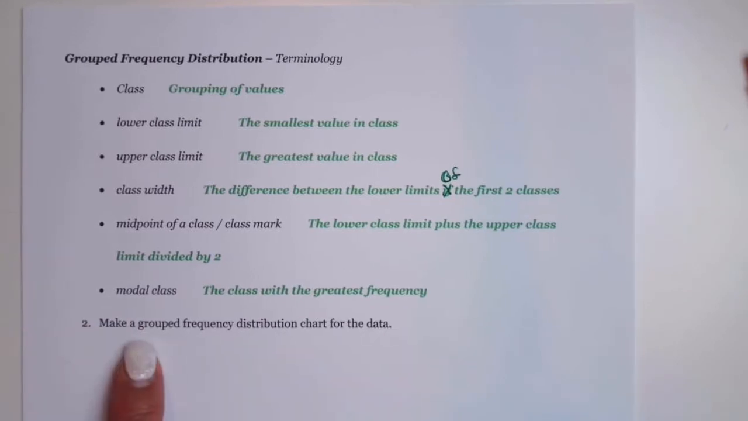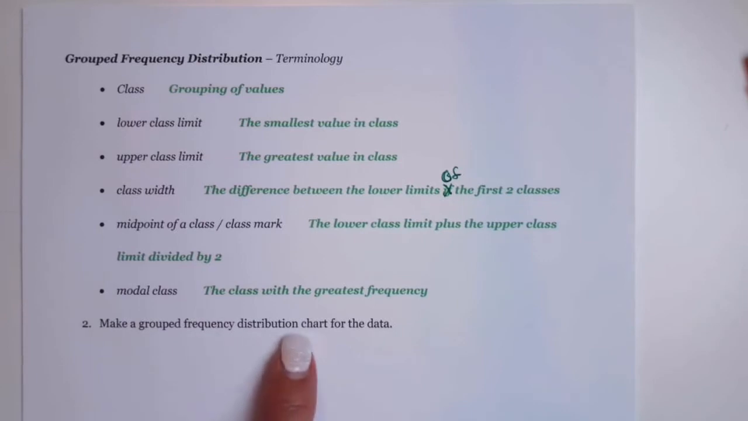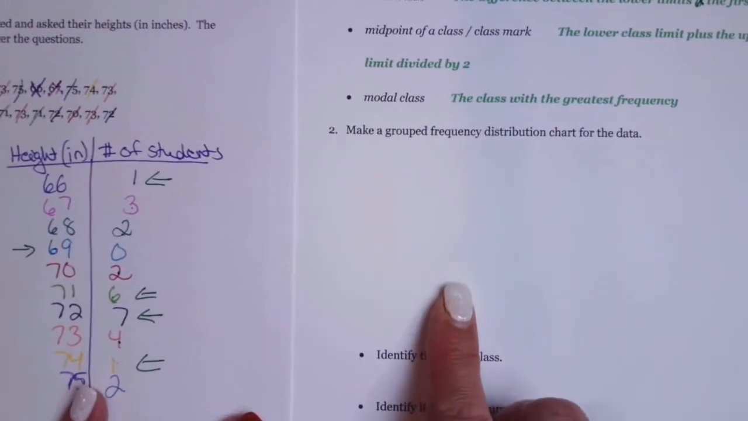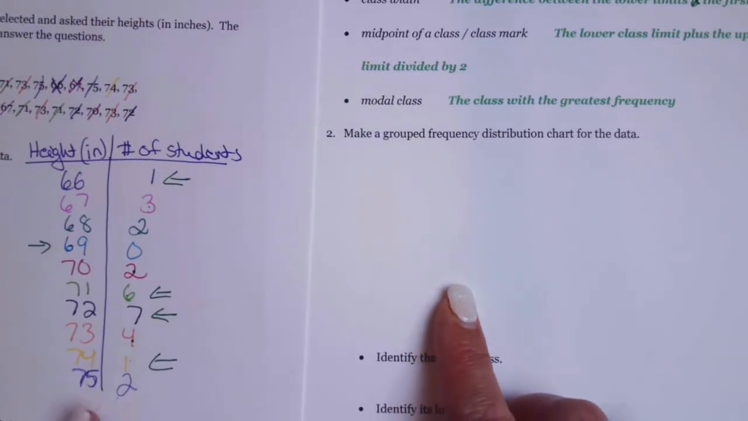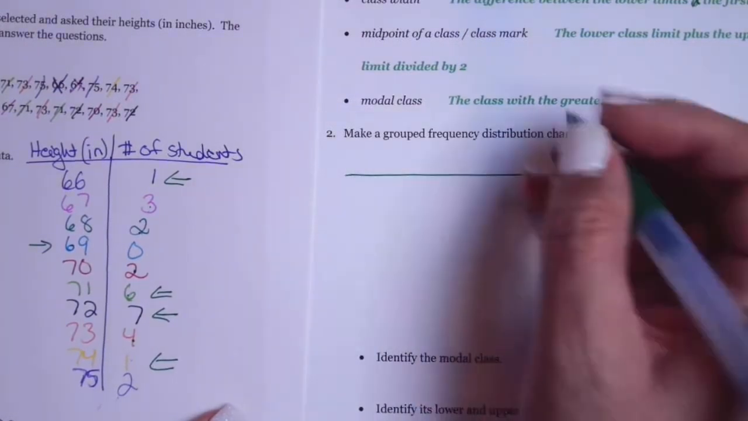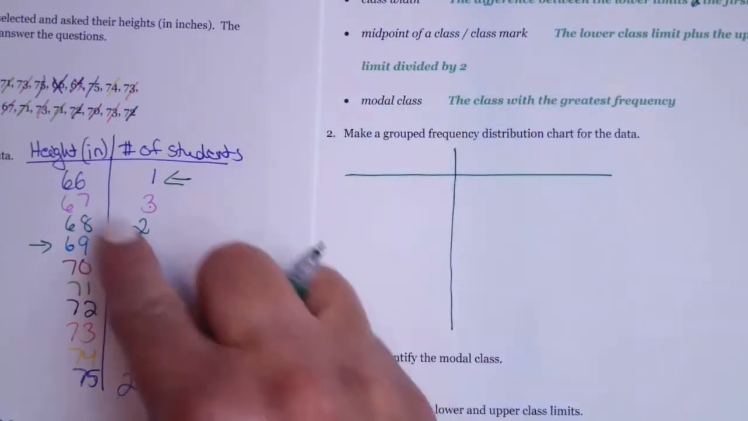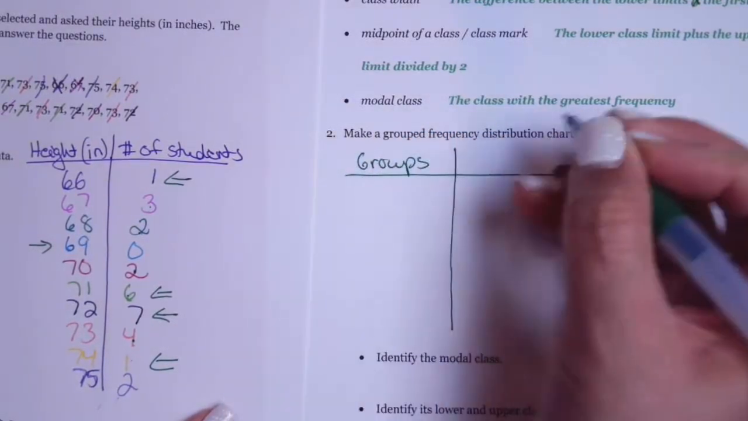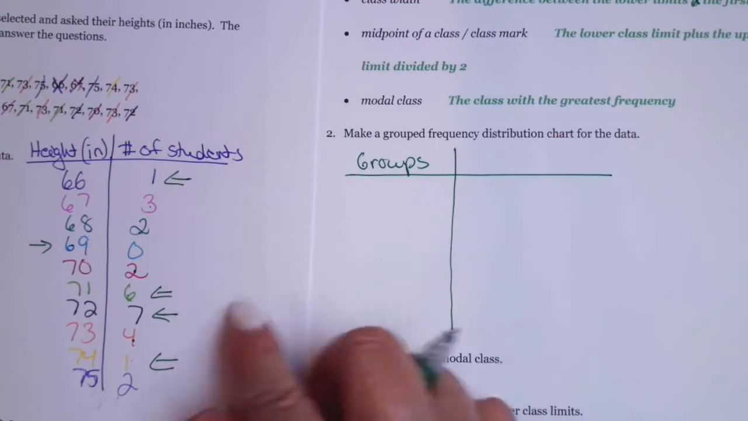So what we're going to do is use the data that we had on page 1 and make a group frequency distribution chart for that data. So how do we do that? We're going to split this data into groups. Basically the distribution chart looks similar.